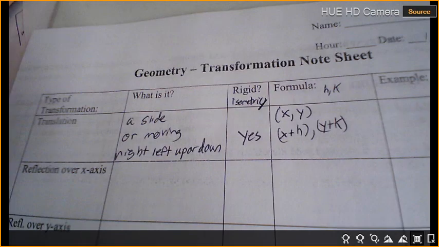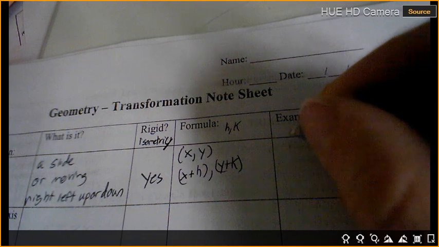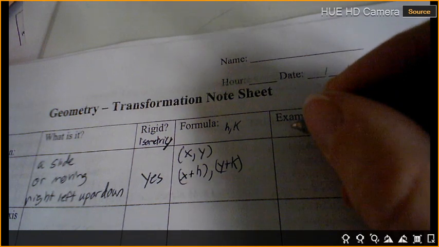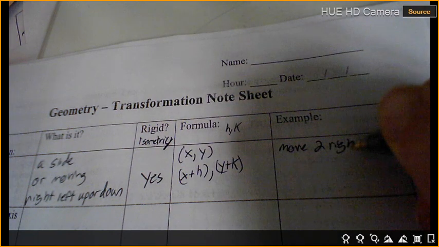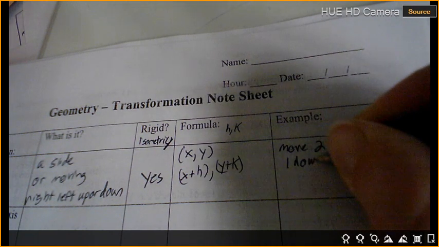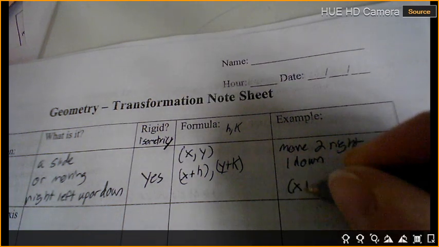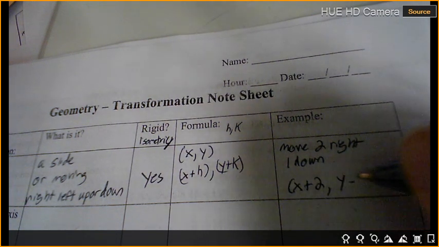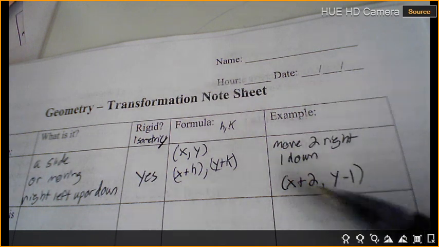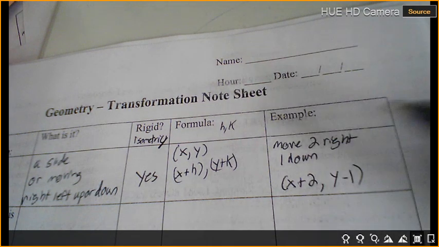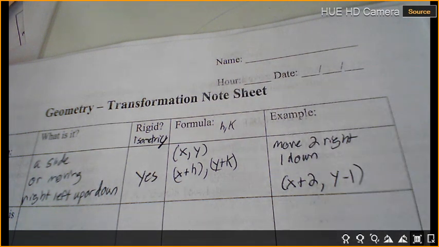Okay, so if I say move 2 to the right, 1 down, you would take all your points and go x plus 2 comma y minus 1. You're just literally adding or subtracting to them. Now, if it said 2 to the left instead, this would be minus 2, right? If it said up 1, it would be plus. Does that help with translations? Okay.